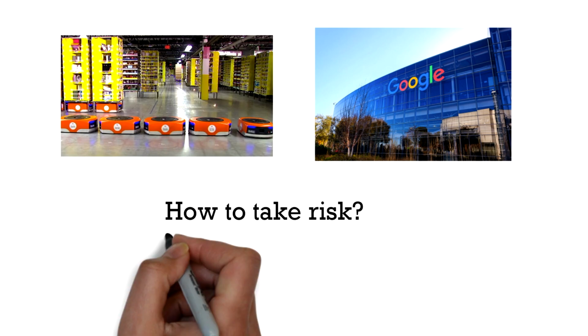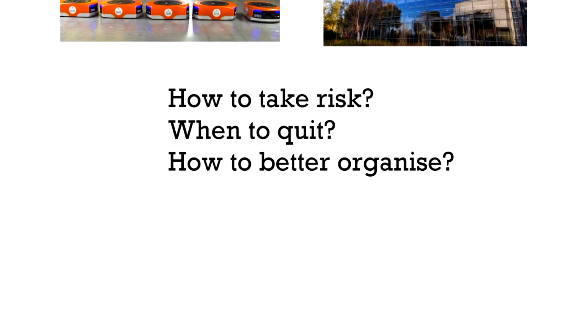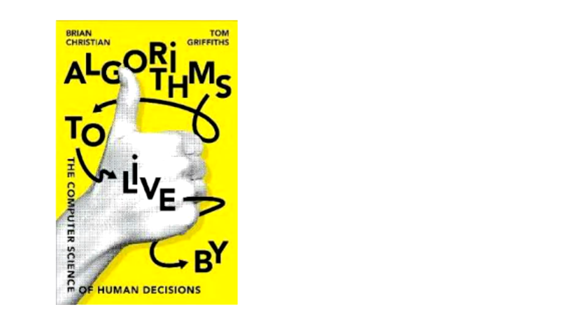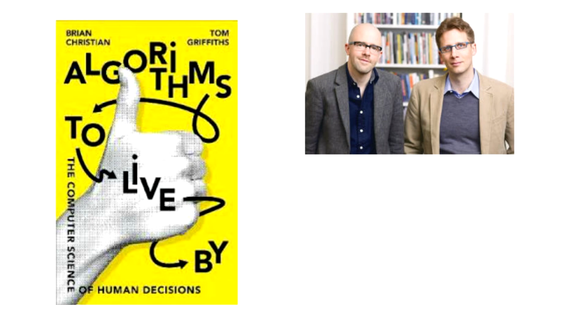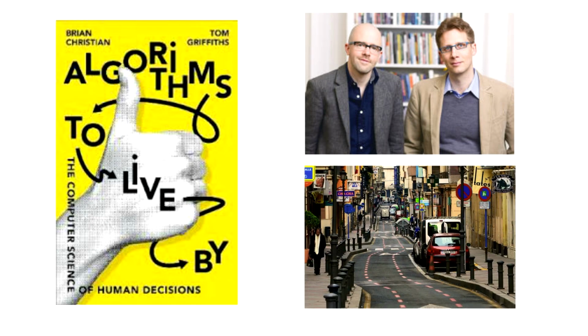Can the same algorithms behind Amazon's warehouses and Google's search engine help us understand how to take risks, when to quit, and how to better organize our lives? Algorithms to Live by, by Brian Christian and Tom Griffiths, aims to show how computer algorithms can be applied to everyday life. A different computer science problem is discussed in every chapter, with algorithms explained and advice given on how to adapt the algorithm to real life. Here are 3 such ideas.